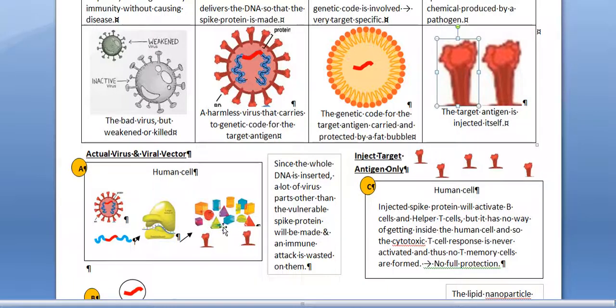So you're making a bunch of different stuff. A lot of this stuff is unnecessary. This is what you really want to get. So this is less specific. Since the whole DNA is inserted, a lot of virus parts other than the vulnerable spike protein will be made, and your body will mount an immune attack against all this stuff, which is kind of a waste. I mean, why bother with all this? This is what's really critical and vital here.